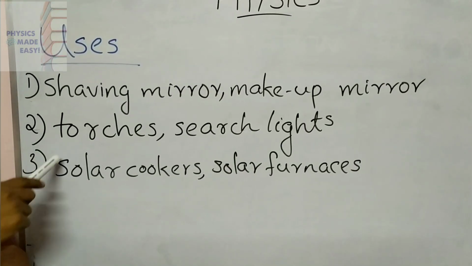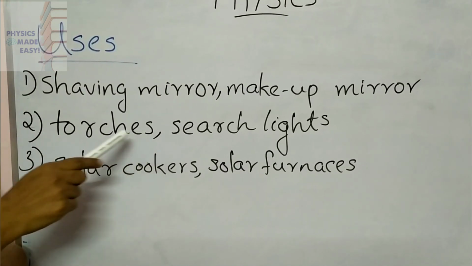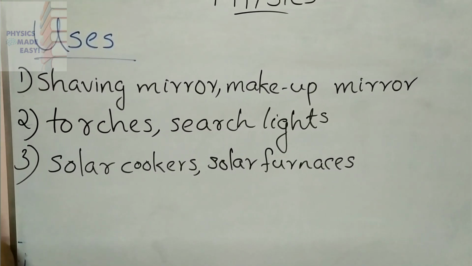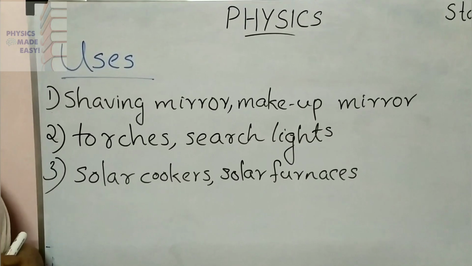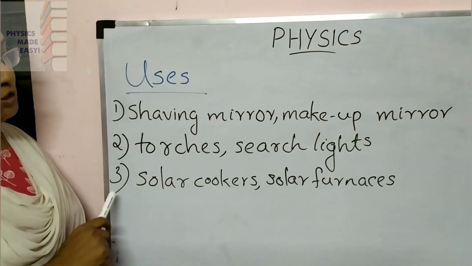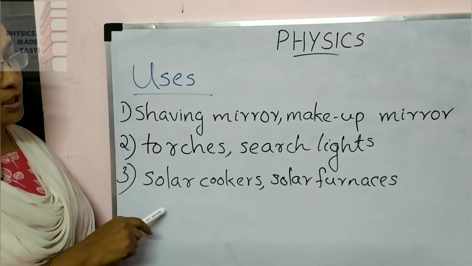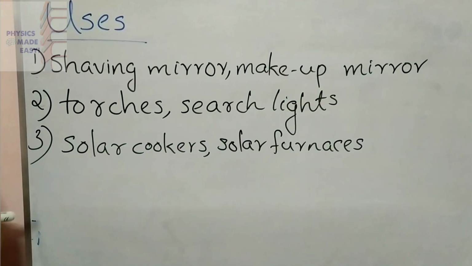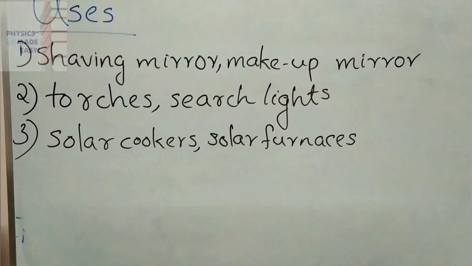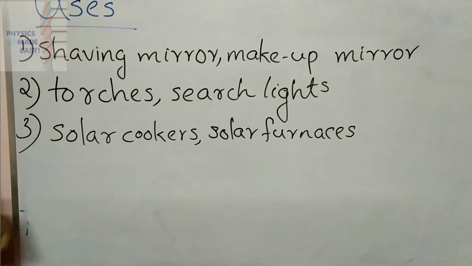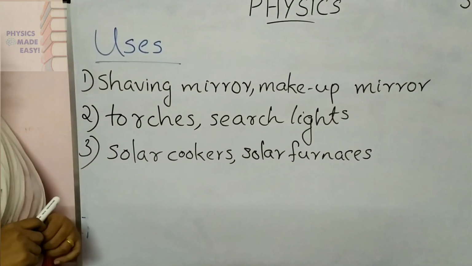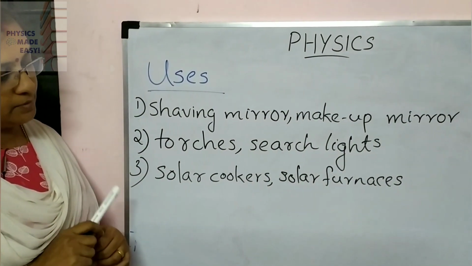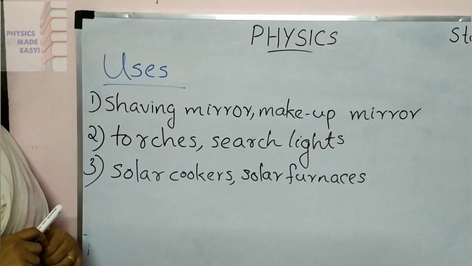These concave mirrors are used in torches and searchlights. What is the reason? If we are placing the object at the focus of a concave mirror, we can get parallel rays of light. That's why we are using these mirrors in torches and searchlights. Then in case of solar cookers and solar furnaces, here also we are using concave mirrors. This you know, if rays which are parallel to the principal axis fall on this concave mirror, we can concentrate the rays at a particular point, that is the principal focus. So we can use these concave mirrors in solar cookers and solar furnaces.